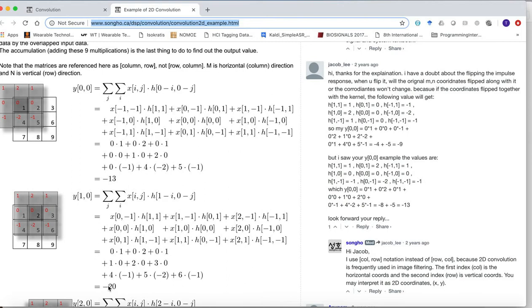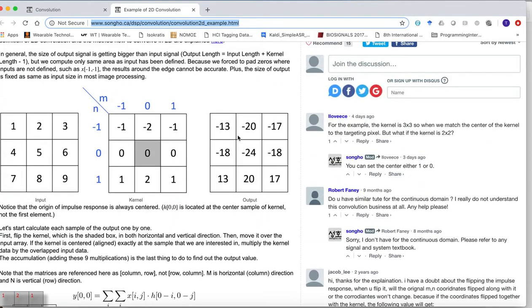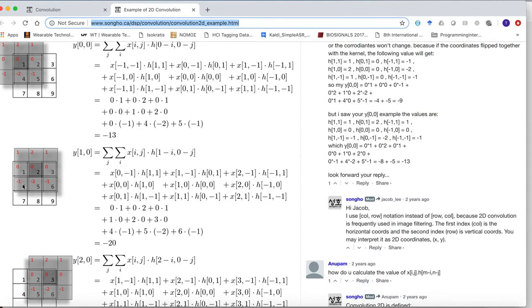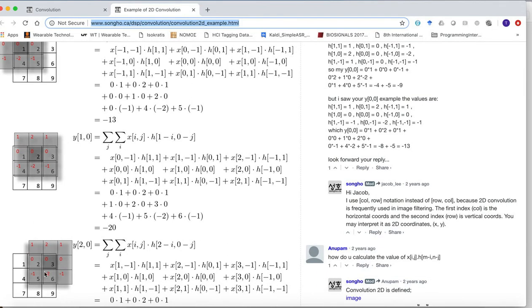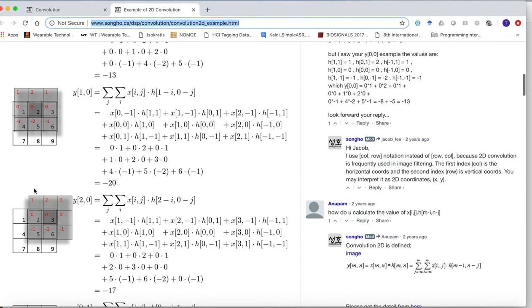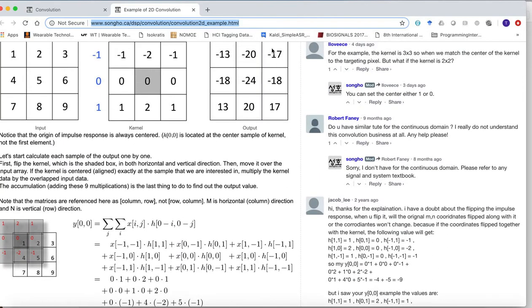So then this output is assigned to the output 1, 0 of the resulting image. So we see that this minus 20 is assigned to this first row and second column of the image. And the same thing goes now when we would like to shift the kernel 2 pixels to the right. So when we are shifting this kernel 2 pixels to the right, this is what we get. And we do exactly the same operations. So this output minus 17 is now assigned to the pixel 2, 0.